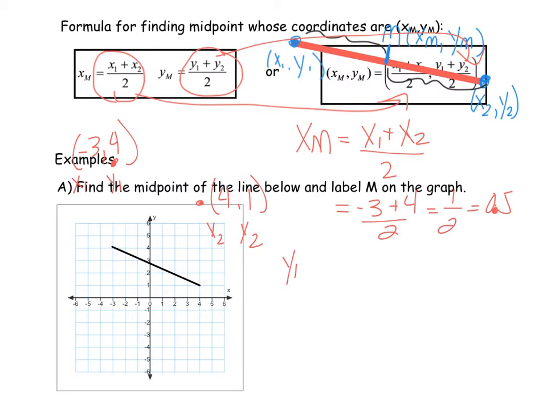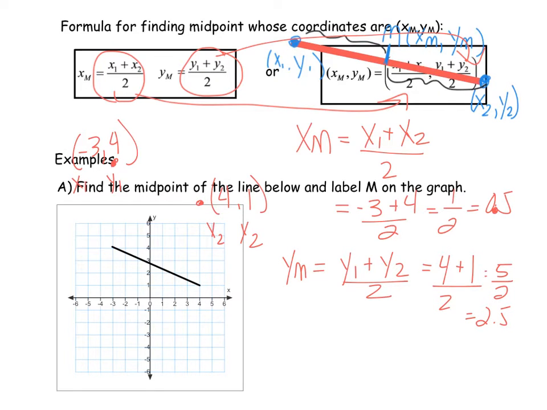Now I find the y coordinate of my midpoint. Again, it's y1 plus y2 divided by 2. My y1 is 4. My y2 is 1, so I'm adding them together, divide by 2. That gives us 5 divided by 2, and if we put it as a decimal, it gives us 2.5.